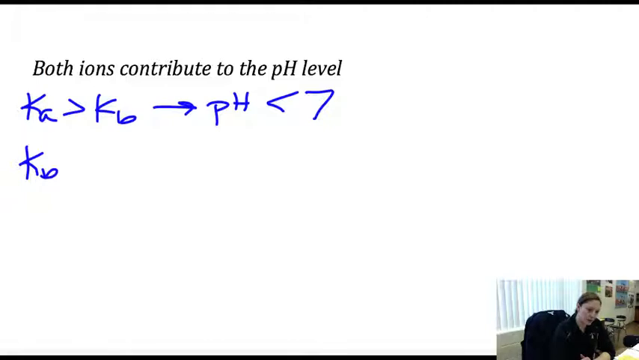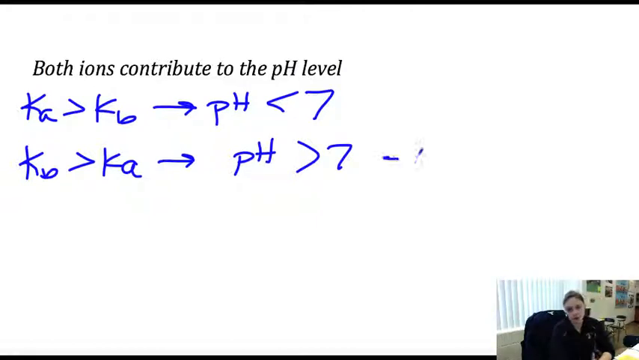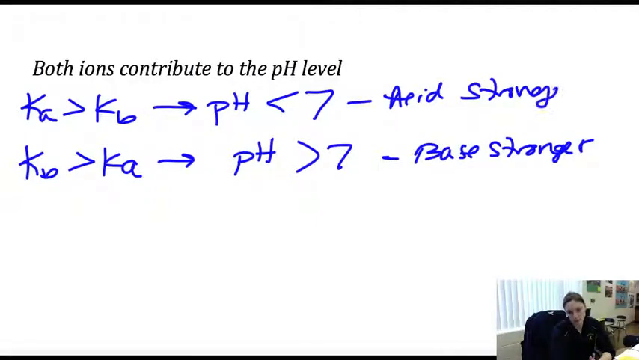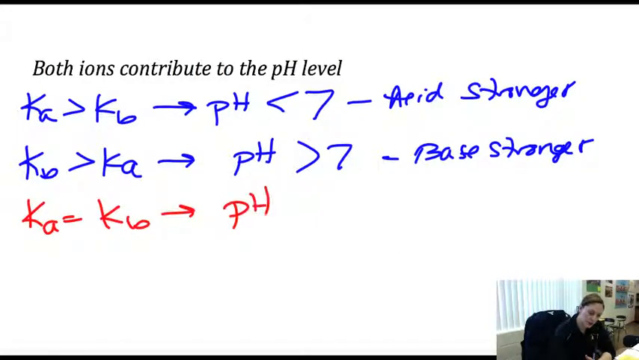If I have a Kb greater than my Ka, my pH should be greater than 7 because the base is stronger. And then the last one, this one's easy. If the Ka is equal to my Kb, then obviously my pH is going to be 7 and it will be neutral.